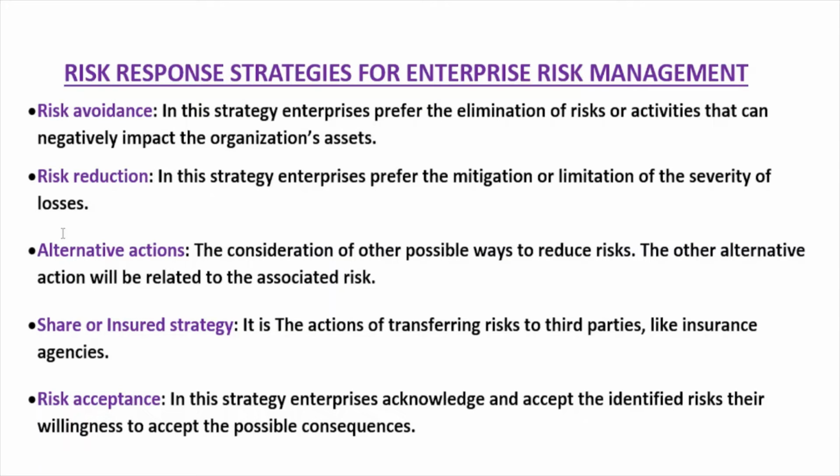Then we have alternative actions. Talking about the alternative actions, the consideration of other possible ways to reduce risk. Like the other alternative action will be related to the associated risk, whatever risk it will be. Let's suppose an example here. Suppose ABC Enterprise based in Pakistan that manufactures towel, instead of importing the cotton from China, in low prices due to exchange rate risk, they prefer to purchase cotton locally within Pakistan in order to avoid high exchange rate fluctuation. So this is an example of alternative actions.